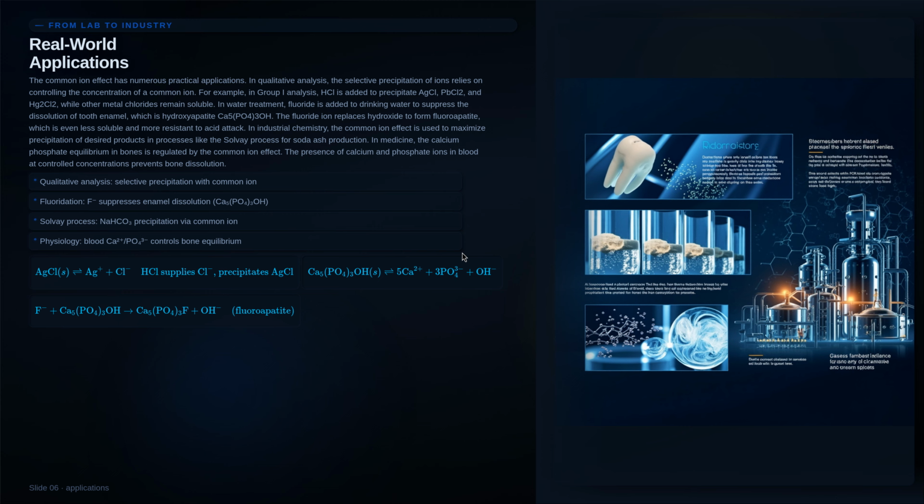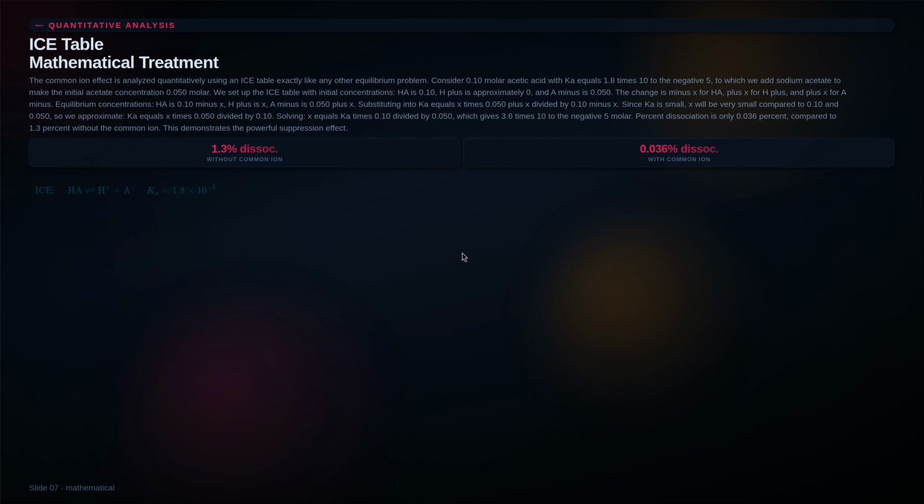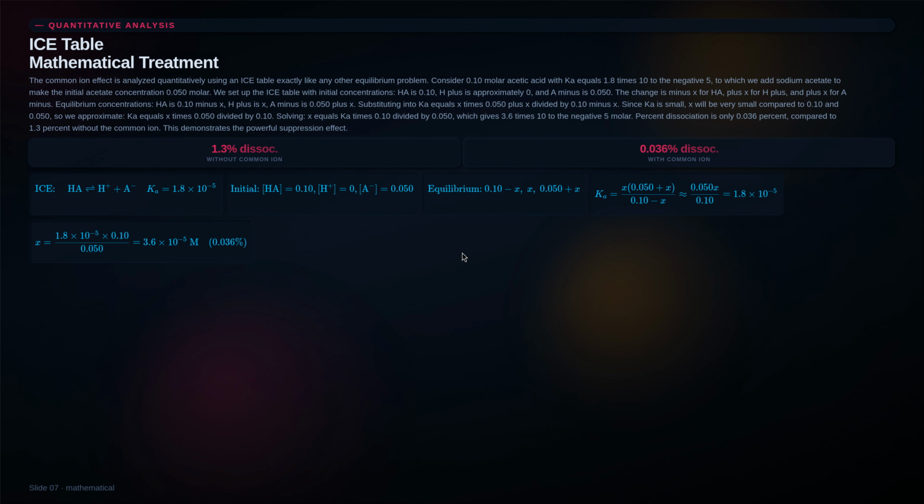In medicine, the calcium phosphate equilibrium in bones is regulated by the common ion effect, with calcium and phosphate ions in blood at controlled concentrations to prevent bone dissolution. The common ion effect is analyzed quantitatively using an ICE table exactly like any other equilibrium problem.